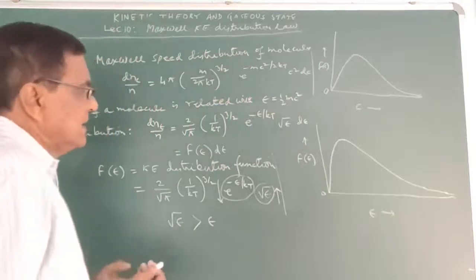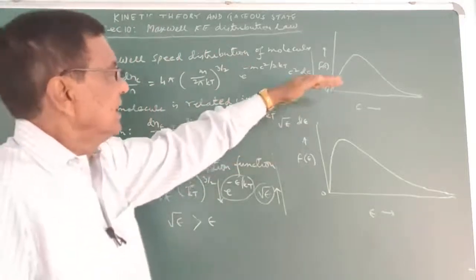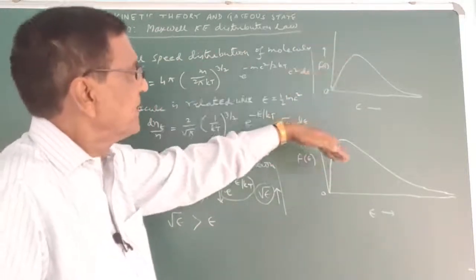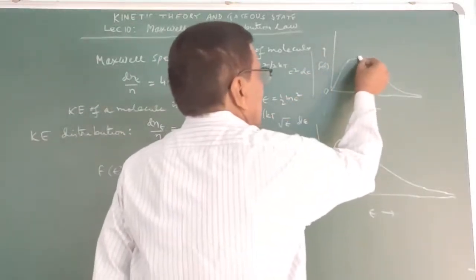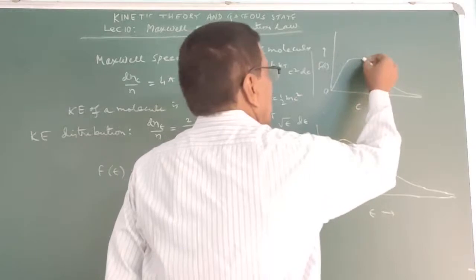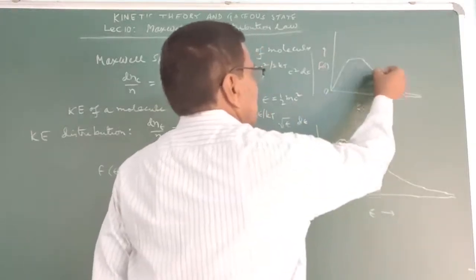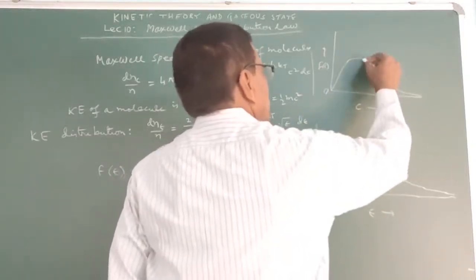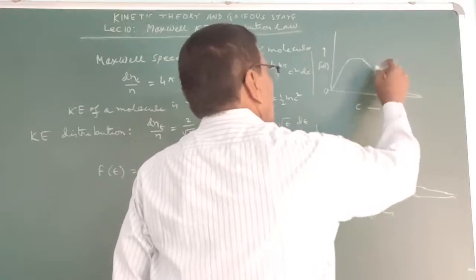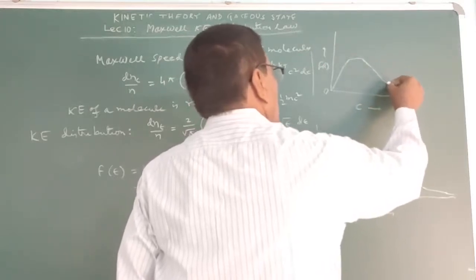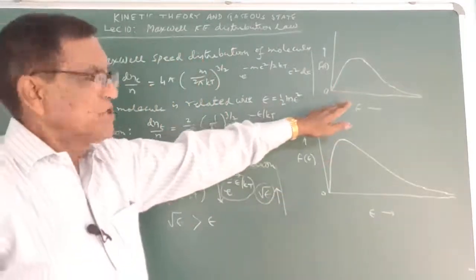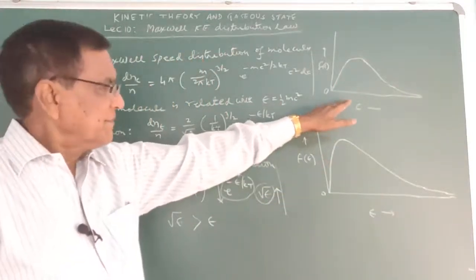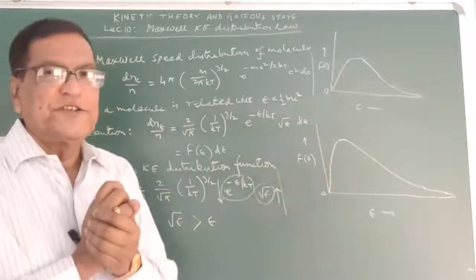So you can see the difference between the speed distribution curve and the kinetic energy distribution curve.